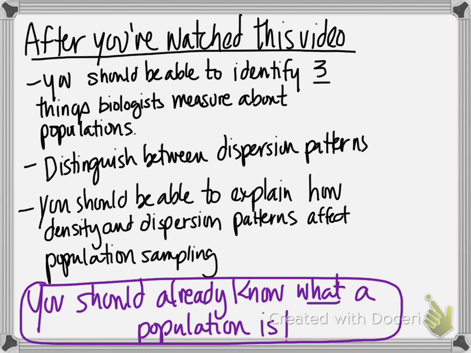So, after you've watched this video, you should be able to identify 3 things biologists measure about populations. You should be able to distinguish between dispersion patterns, and you should be able to explain how density and dispersion patterns can affect population sampling. You better already know what a population is, but just in case, we'll review.